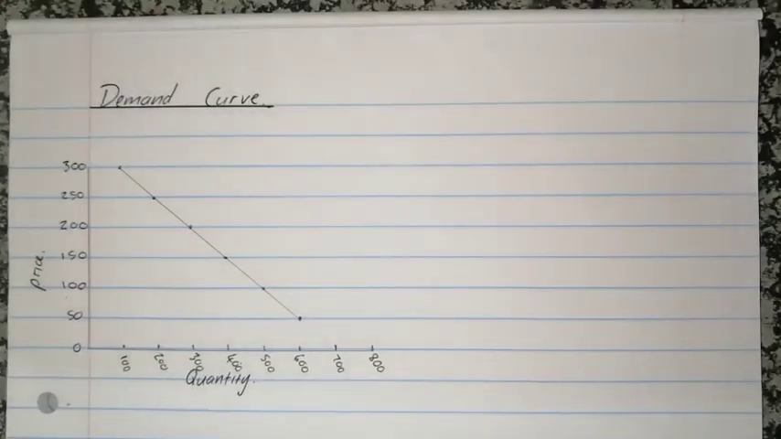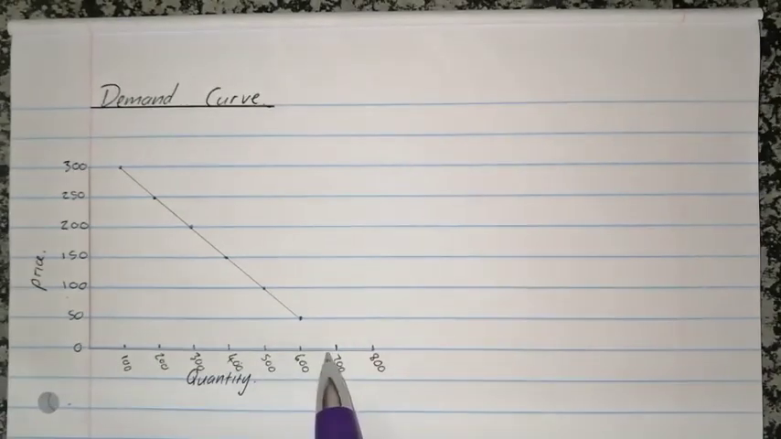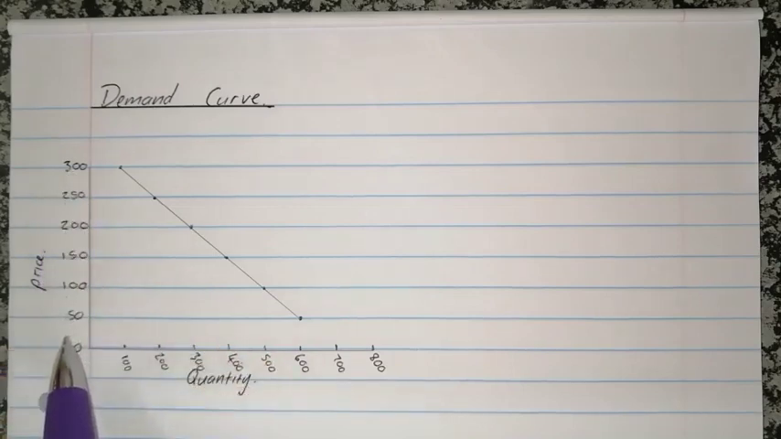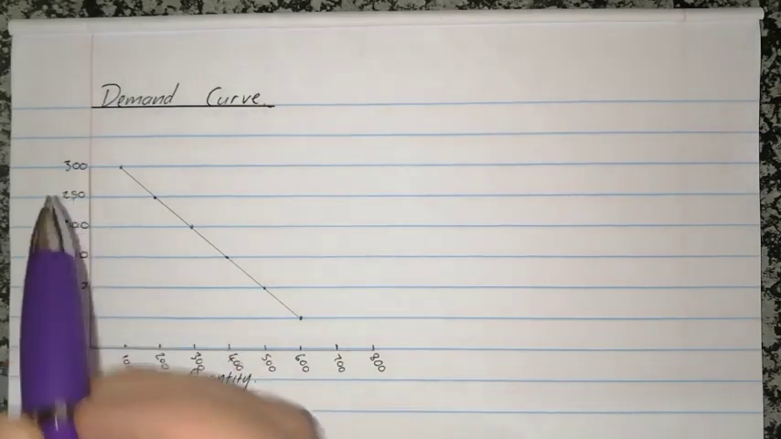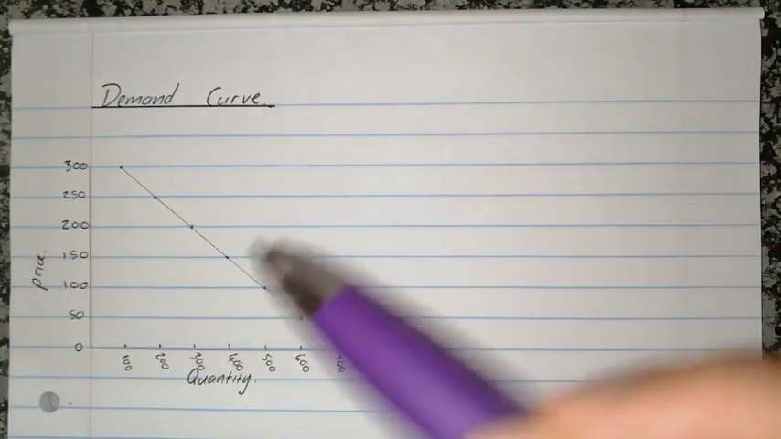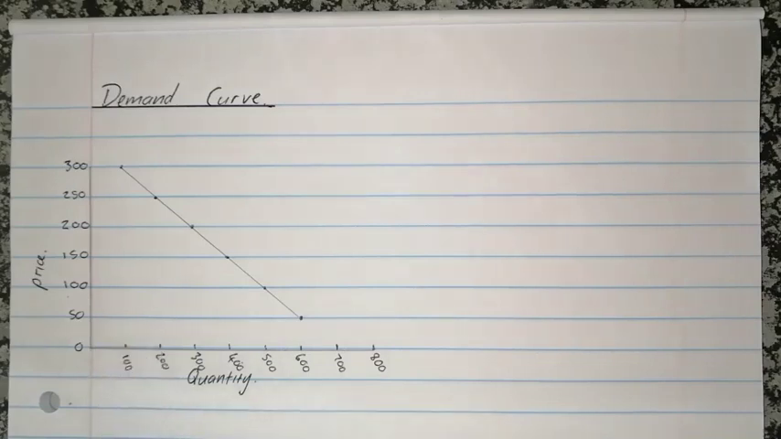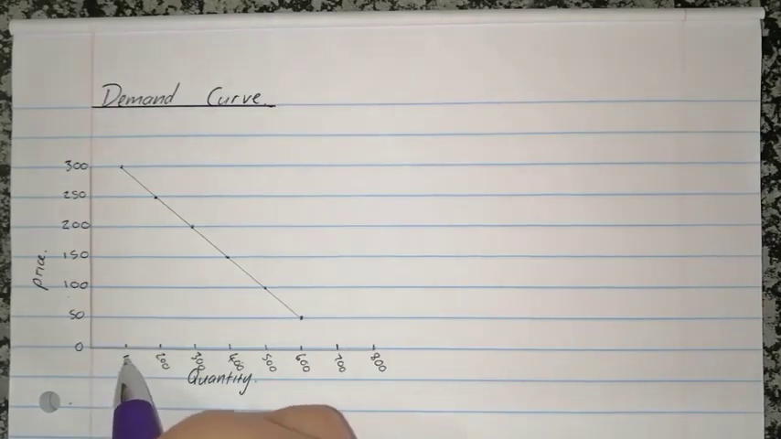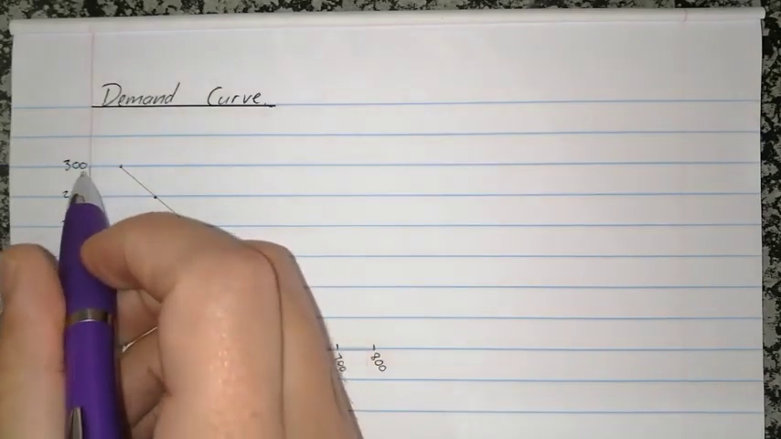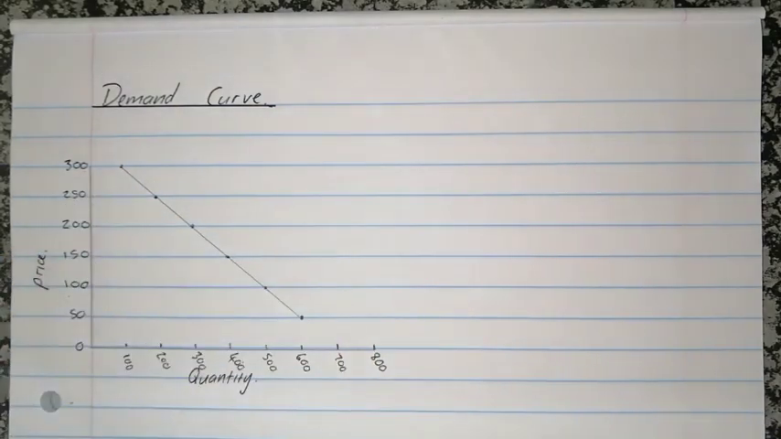Right, so I've drawn an example of a demand curve. And the law of demand states that if the quantity increases, the price will decrease. And if the quantity demanded decreases, the price for that product will increase. So let's prove that theory on a graph. If the quantity demanded was 100 units, the price per unit would be 300 rand per unit.